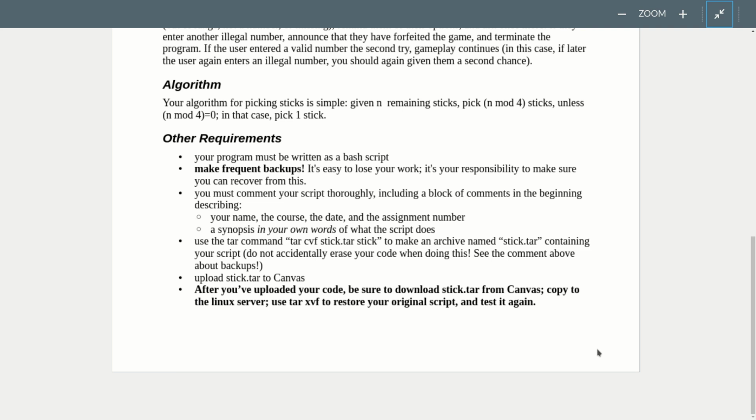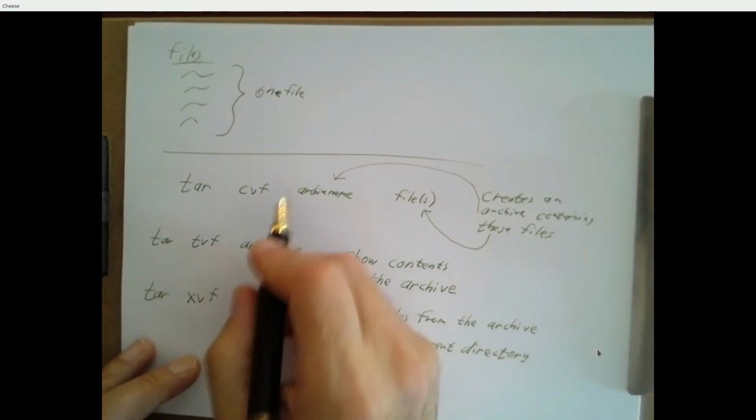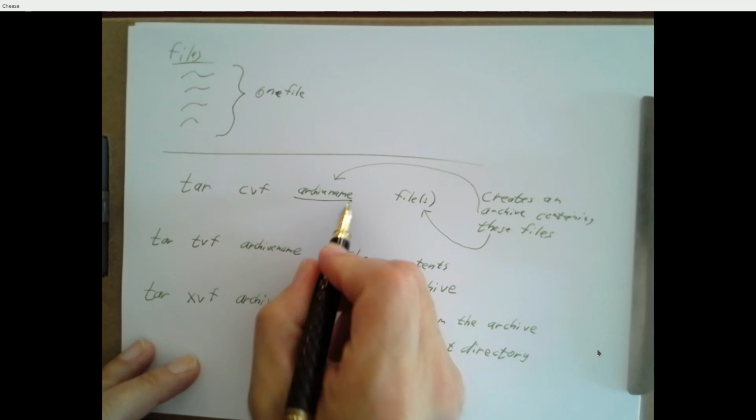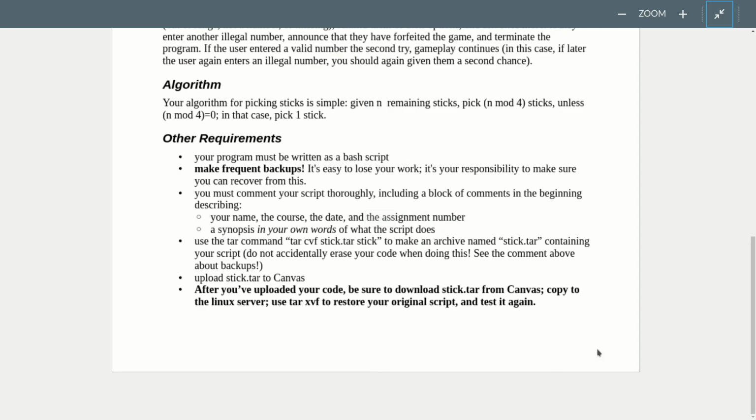So it will be in whatever directory you ask it for. If you just say stick.tar, this is going to create stick.tar in your current directory. The other part of that question is, how do you get it from there onto your own machine so you can upload it to Canvas, right? Because we can't upload to Canvas from the Linux server. So you've got a few options.